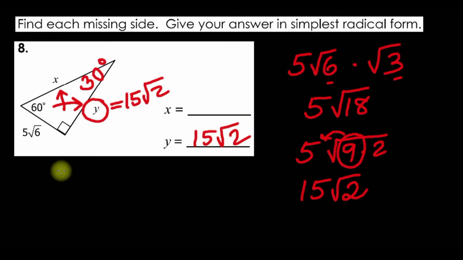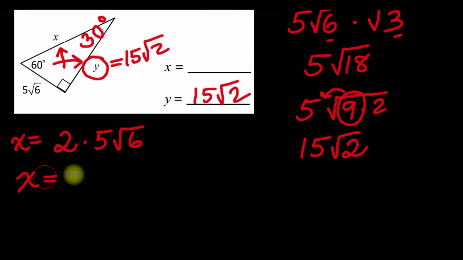The hypotenuse is going to be 2 times the shorter leg. So that's going to be 2 times 5 square root of 6. This is to come up with x. So x is going to be 10 times square root of 6. The hypotenuse is 10 times square root of 6.